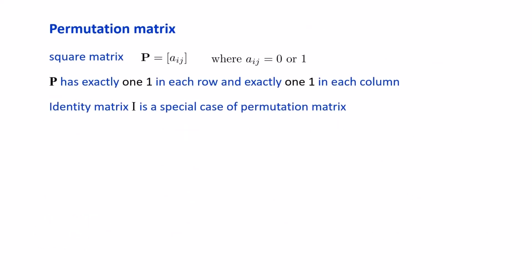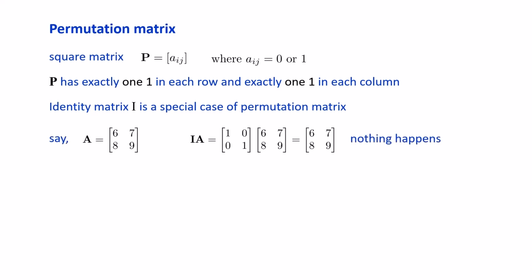A special square matrix that often helps us a lot in solving linear equations is the permutation matrix. In permutation matrix, each row as well as each column contains exactly one 1. All other elements in the permutation matrix are zeros. Identity matrix is certainly a special form of permutation matrix. In general, permutation matrix comes from exchanging the rows of identity matrix.